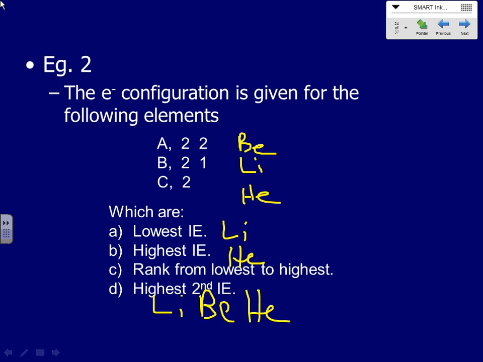It's now in that inner orbit, and it actually has an extra proton compared to helium, so it's going to hang on to it even tighter. Lithium is correct. So that was to rank right there. The highest second, lithium, because it's in group 1. That second one's got to come off that inner orbit. Excellent job. Okay, good work.